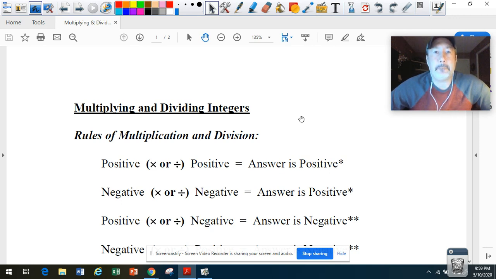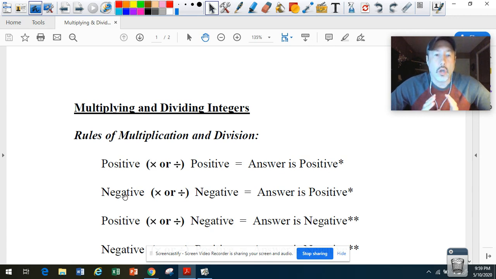Okay, there are some basic rules you need to follow here. Okay, so here are the rules for multiplication and division. They apply whether you're multiplying or dividing. So let's take a look here. If I take a positive number, and I multiply or divide it by another positive number, guess what my answer is going to be? Positive. Pretty basic. Next rule. If I have a negative number here and I multiply or divide it by another negative number, my answer is going to be positive also.